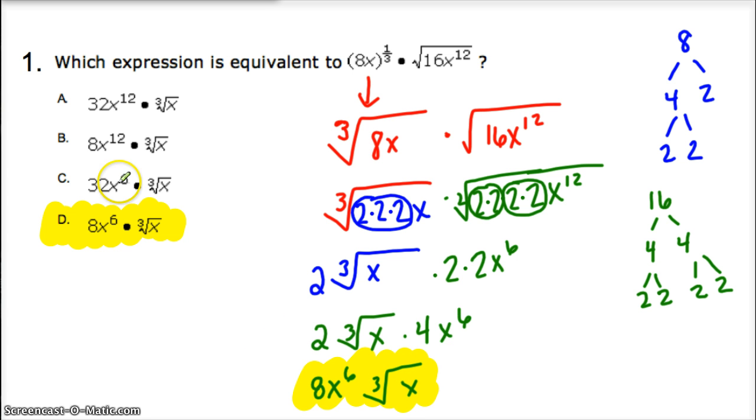Okay. But they will try to trick you here. See, 8x to the 12th is pretty close. But see, they didn't reduce this out of the radical. So make sure you're taking those groups out and actually bringing them out in the front and changing them to what they need to be.